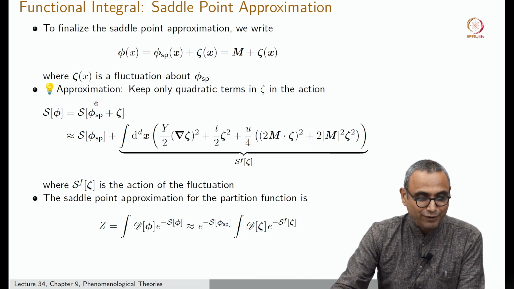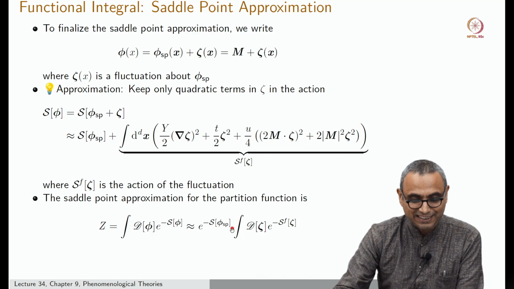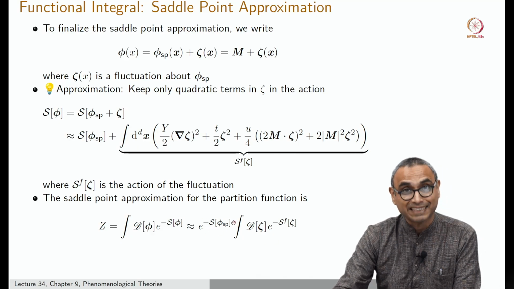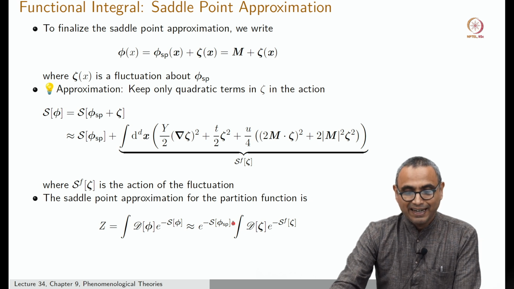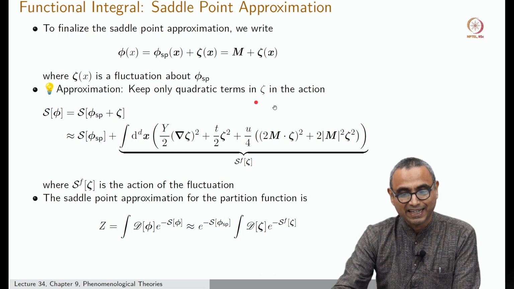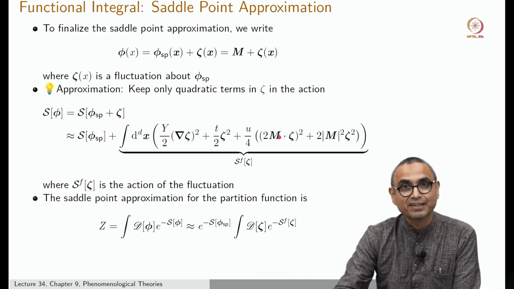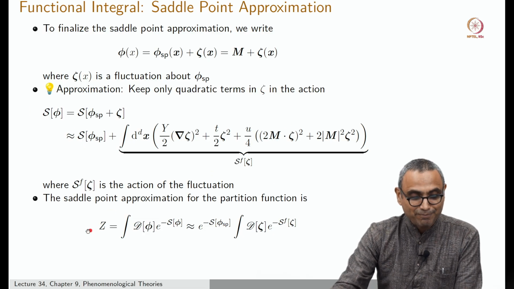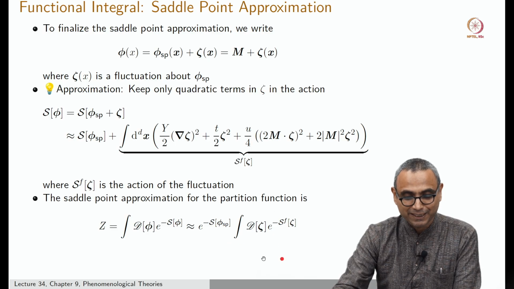And then S of phi is now replaced by S of the saddle point plus S_F. So this thing does not depend on zeta, and you can pull that out. So that's e to the minus S of phi saddle point. And this is just the functional integral over zeta, and e to the minus S_F of zeta is the fluctuation action which is defined here. Okay. So we have managed to find an approximate expression for this.